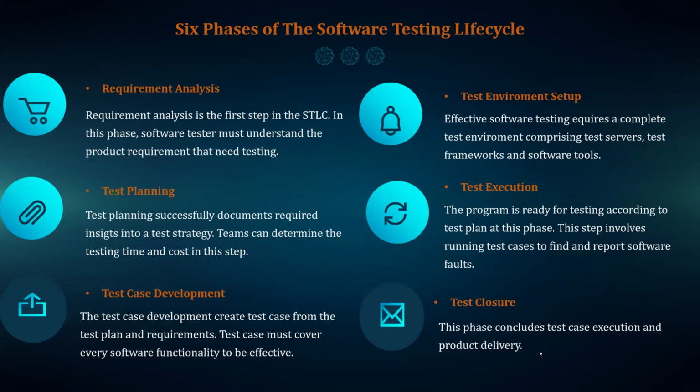The 6 phases of the software testing lifecycle. We have the requirement analysis, which is the first step in the software testing lifecycle. In this phase, software testers must understand the product requirements that need testing. The test planning: successfully document required insights into a test strategy. Teams can determine the testing time and cost in this step.